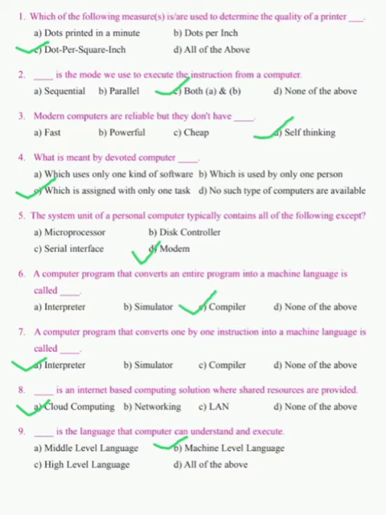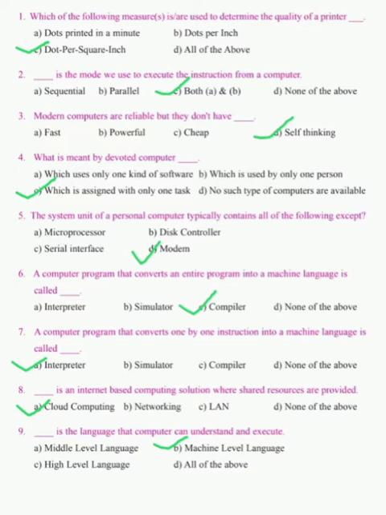The system unit of a personal computer typically contains all of the following except A. Microprocessor. B. Disk controller. C. Serial interface. D. Modem. Answer: Modem.